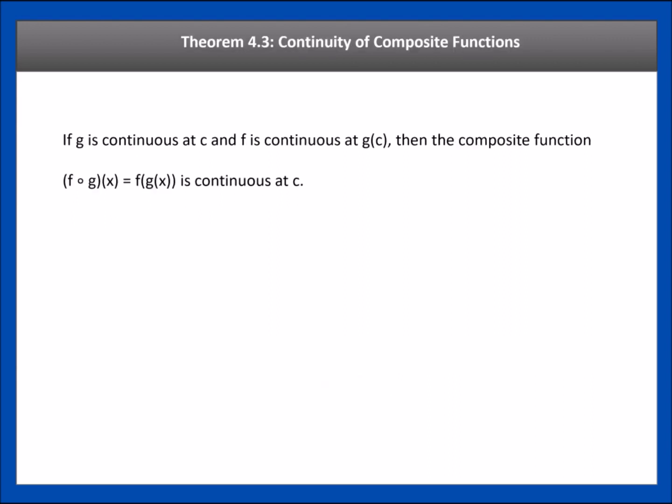All right, so if g is continuous at c and f is continuous at g of c, then the composite function must also be continuous at c. So this is theorem 4.3, composition. We're going to look at an example of this. Let's say f of x is equal to x squared plus 1, and g of x is equal to the square root of x, and let's say that we know that x squared plus 1 is continuous at x equals 5.